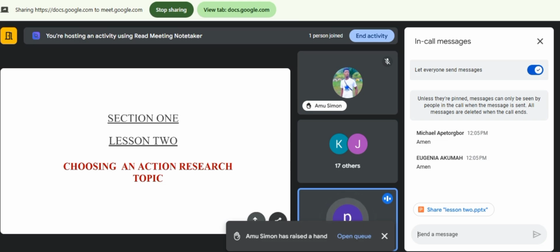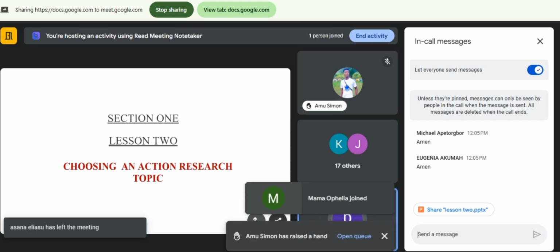Okay. When you are choosing the topic, it's very simple. It needs one or two guidelines and one or two principles that you must focus on when you are choosing the research topic. So let's look at our learning objectives.